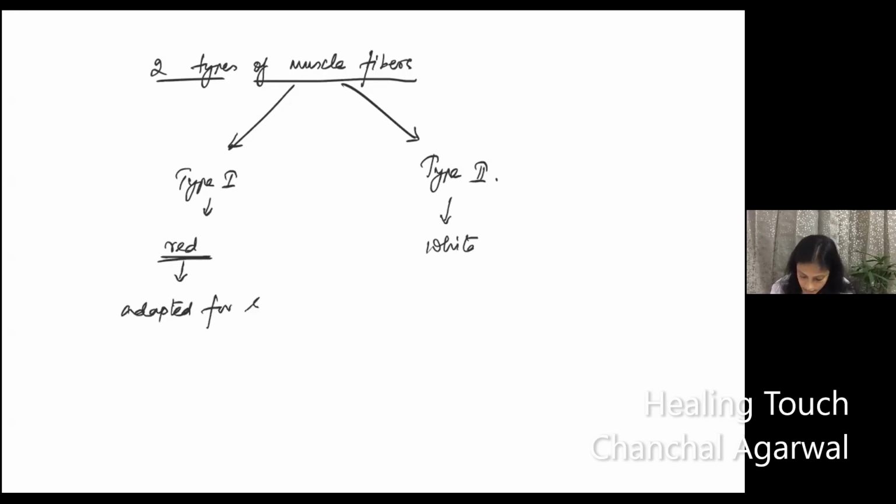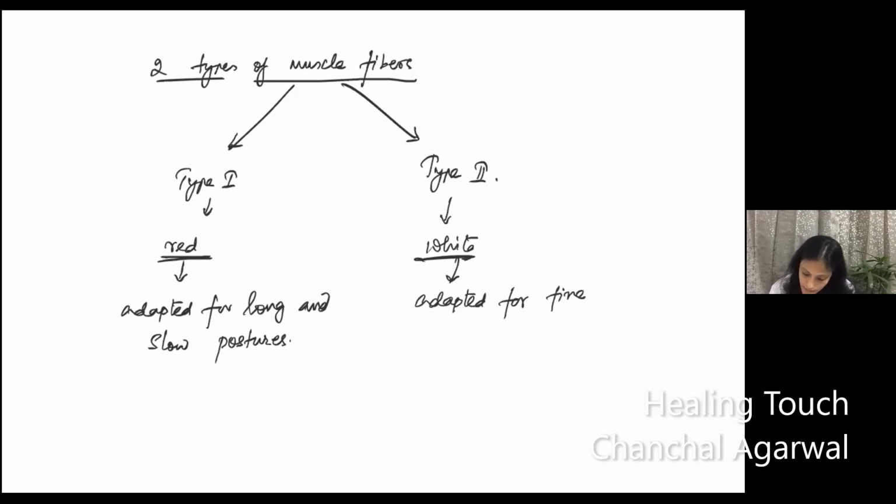Now this red muscle fiber, or type 1 muscle fiber, is adapted for long and slow postures. And white muscle fibers are adapted for fine skilled movements. Because of this slow posture, the red fiber fatigues slowly, that means gets tired slowly. And this one, because it is adapted for fine skill, fatigues rapidly.